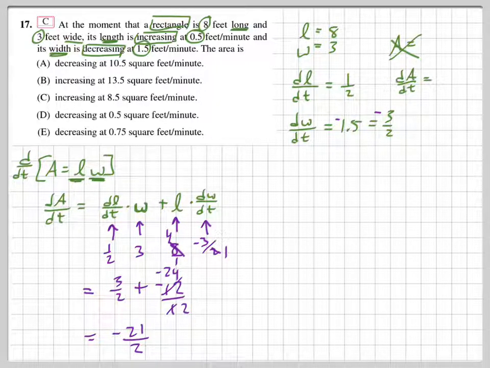And I'm checking to see if we have that anywhere. Oh, it looks like they have decimals. So let's go ahead and make this into an improper or a mixed number. So it would be negative 10 and 1/2. That's the same as negative 10.5, and we're decreasing. So this guy's out. This guy is out. Here we go. That's our answer, letter A.